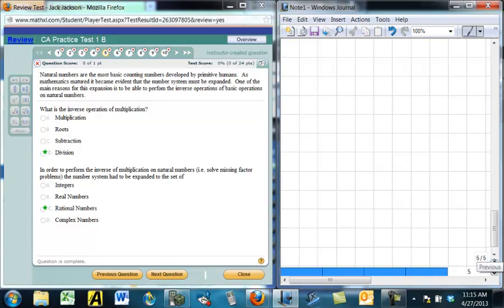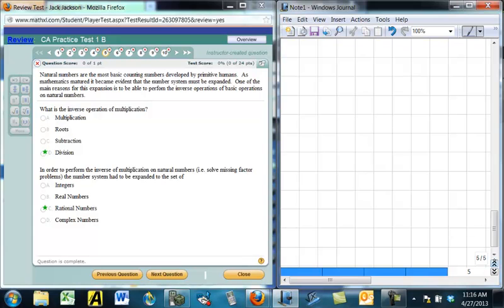Natural numbers are the most basic counting numbers developed by primitive humans. As mathematics matured and mathematicians matured, it became evident that the number system must be expanded. One of the main reasons for this expansion is to be able to perform the inverse operations of basic operations on natural numbers. What is the inverse operation of multiplication? Division, or multiplying by the reciprocal.